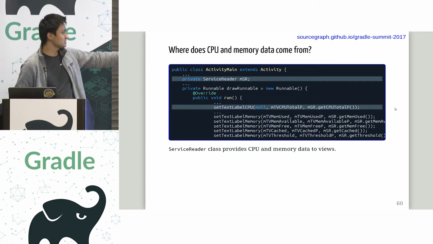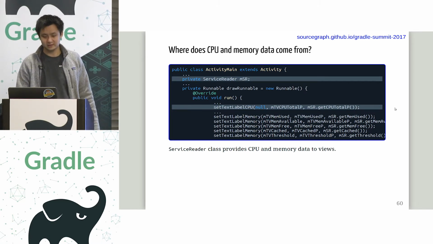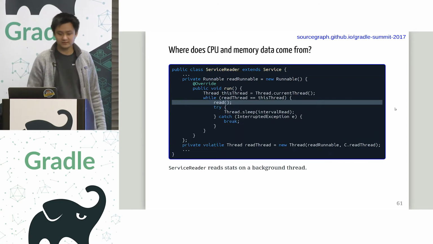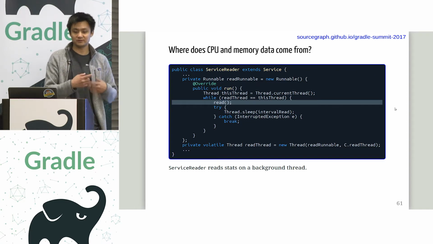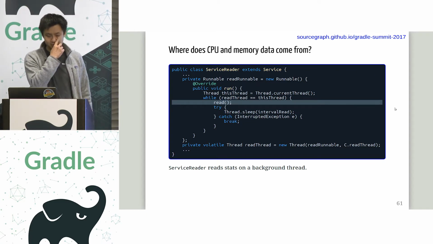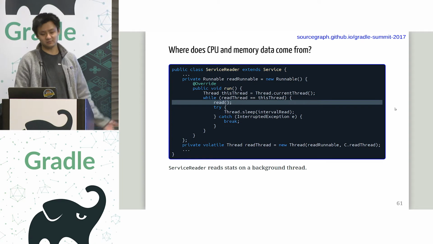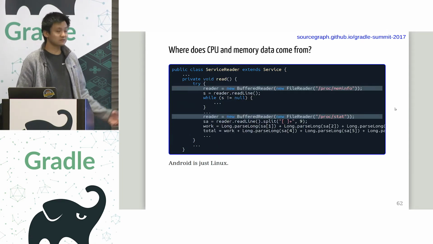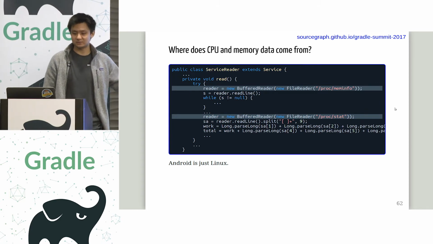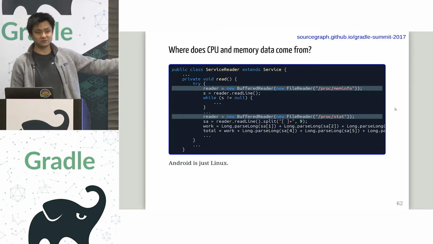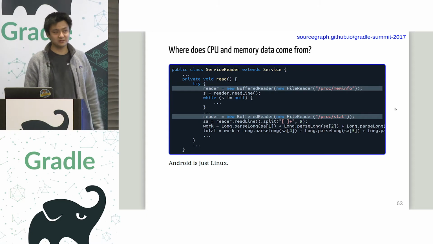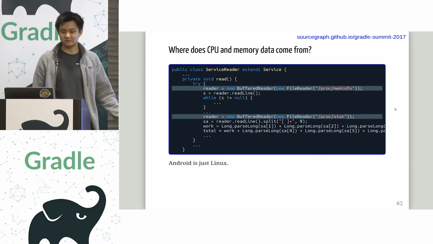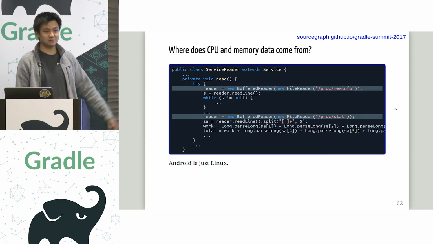So it sets these stats on this text label. Let's jump to the definition of the service reader to see where it's getting those stats from. Inside service reader, there's another runnable that runs in a loop with a sleep interval, and it basically does only one thing. It invokes this read method, and inside the read method, we see it's reading from the file system. So it just creates a new file reader and reads from /proc/meminfo for memory stats and /proc/stat for CPU stats.